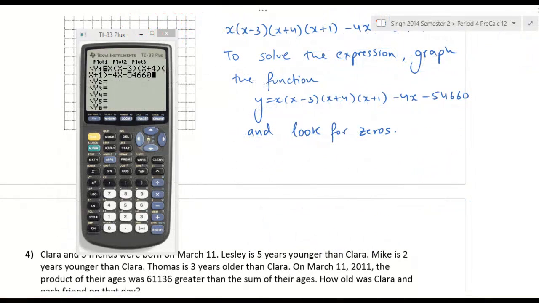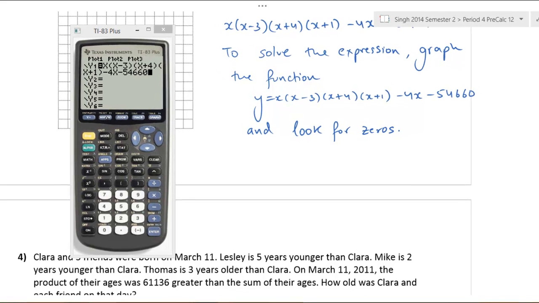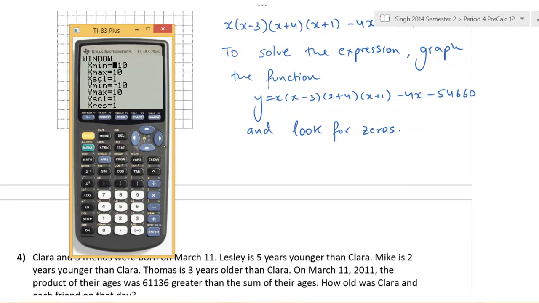So once I've plugged that equation into the graphing calculator, what I need to do now is find where this graph is going to hit 0. When I look at the window settings, because I'm looking for the 0, I really don't need to make too many adjustments. The only values I will have to adjust are the x values.